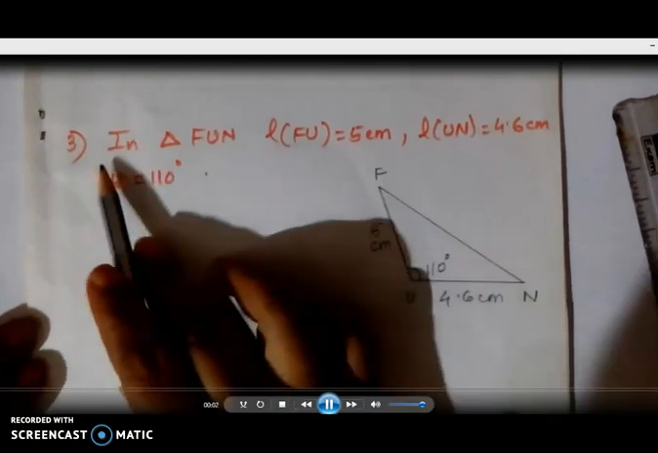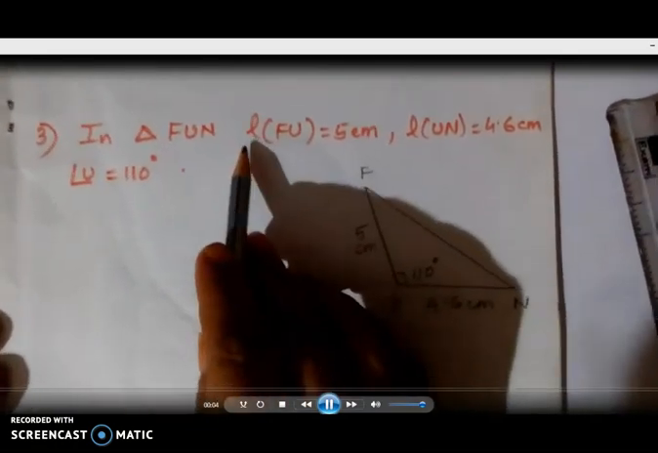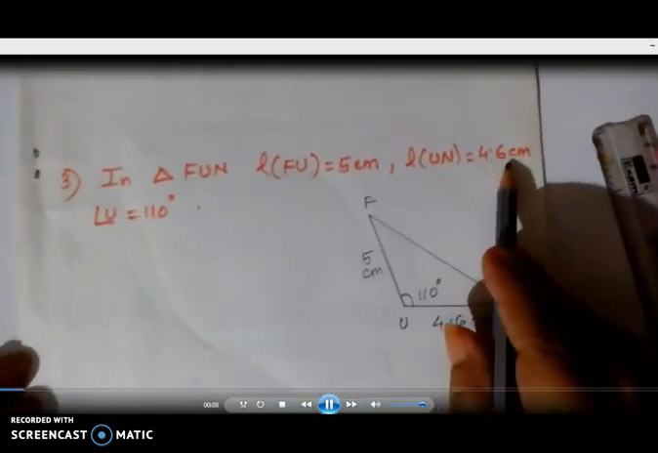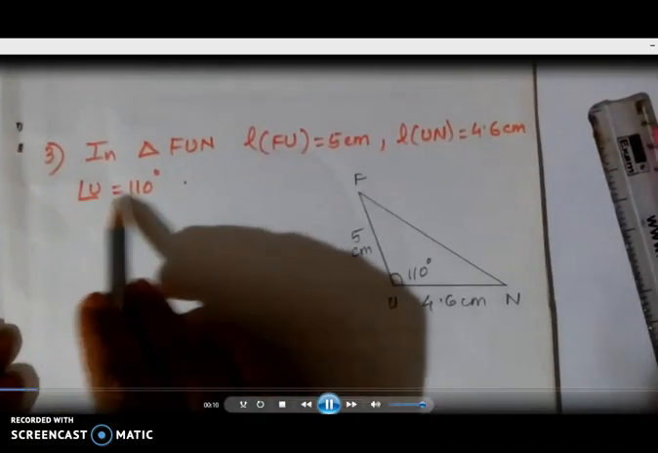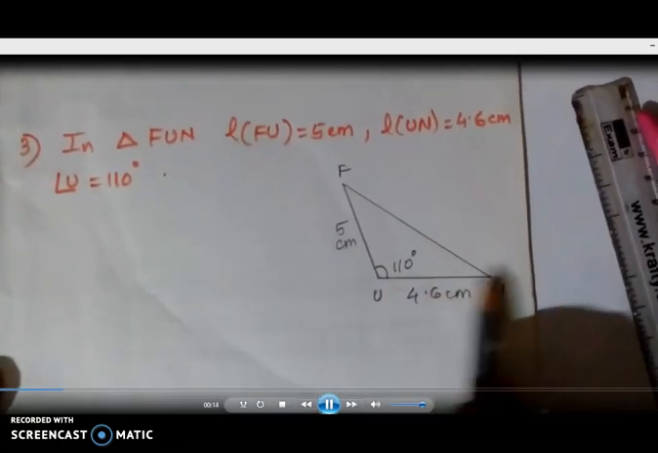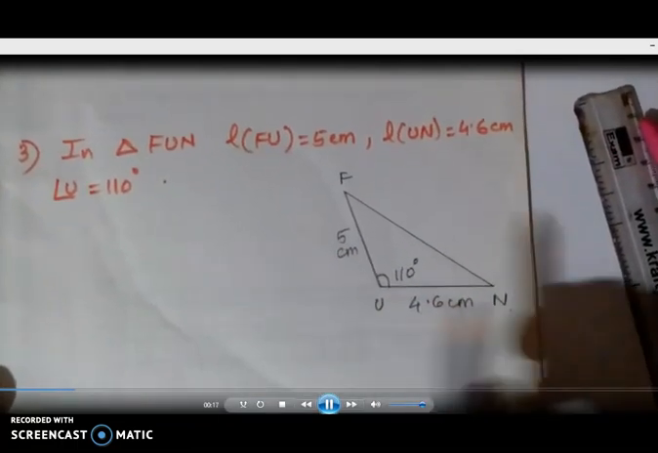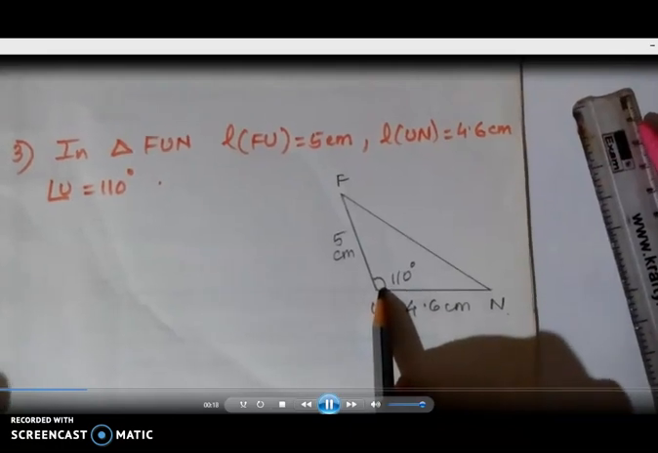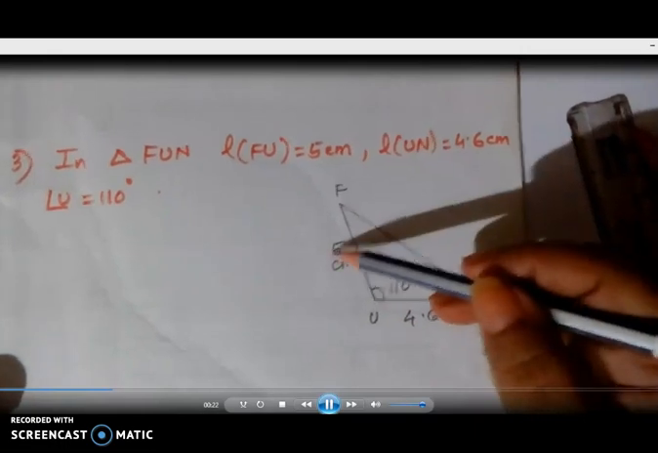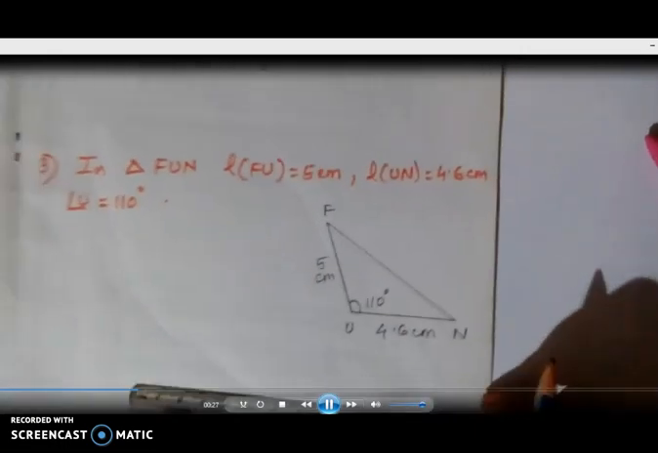The next sum, in triangle FUN, length FU is 5 cm, length UN is 4.6 cm and angle U measures 110 degree. So UN we have taken as the base 4.6 cm, measure angle U is an obtuse angle 110 degree and UF is 5 cm. So first we will draw the base.